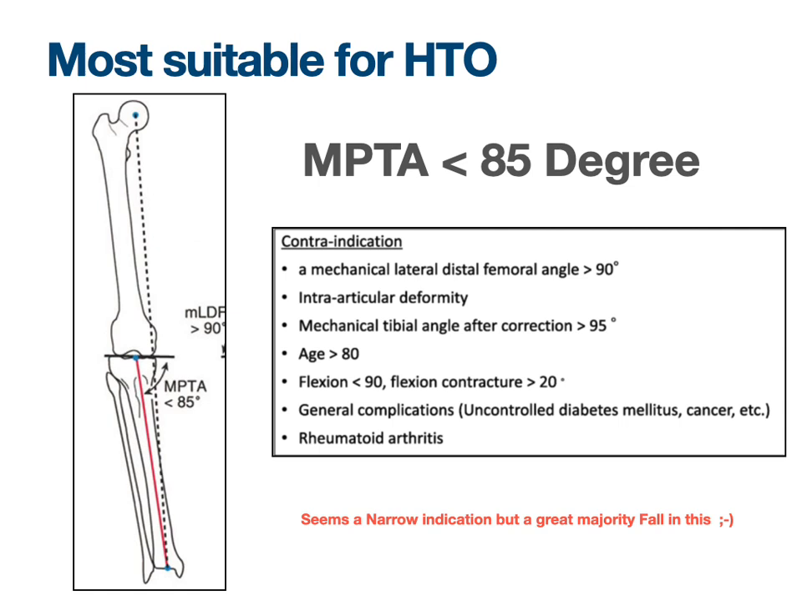A flexion range less than 90 degrees and a contracture more than 20 degrees again signify a significant component of the deformity coming from the ligaments, and these should not be done for HTO. Any general complication or inflammatory arthritis is of course a contraindication for HTO.